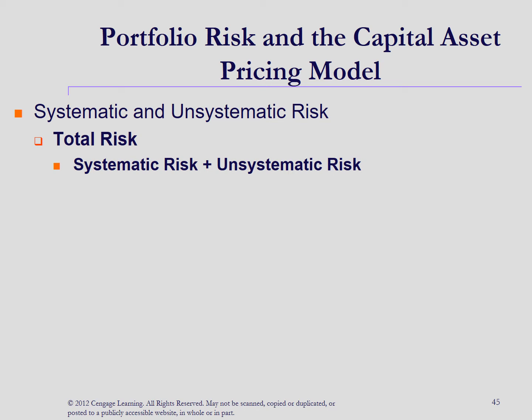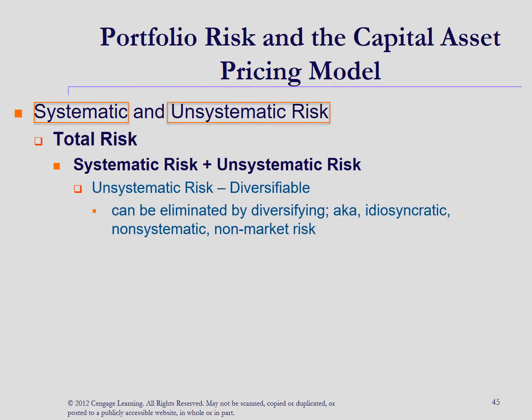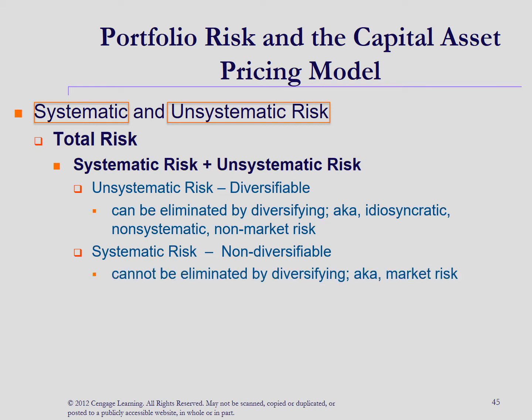There are two types of risk inherent in each security, which are systematic risk and unsystematic risk. Unsystematic risk is diversifiable. It can be eliminated by diversifying, also known as idiosyncratic risk, non-systematic risk, or non-market risk. Systematic risk is non-diversifiable. It cannot be eliminated by diversifying, also known as market risk.